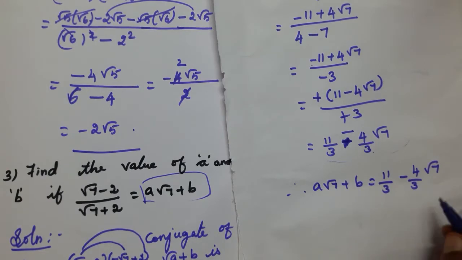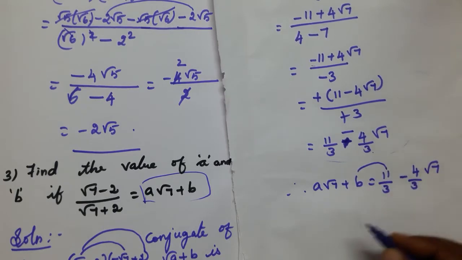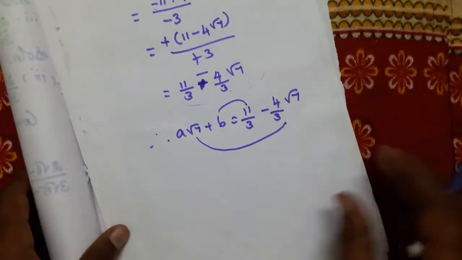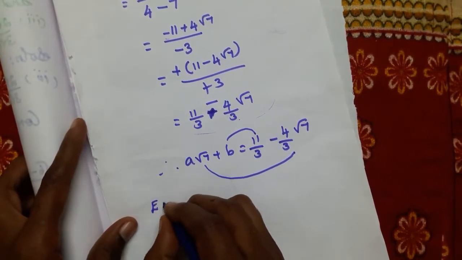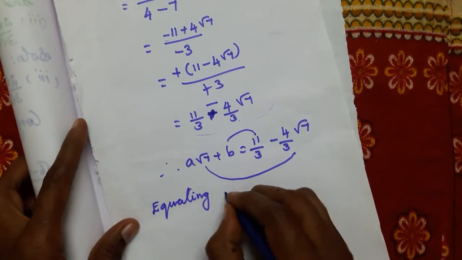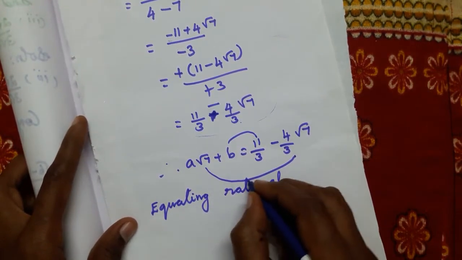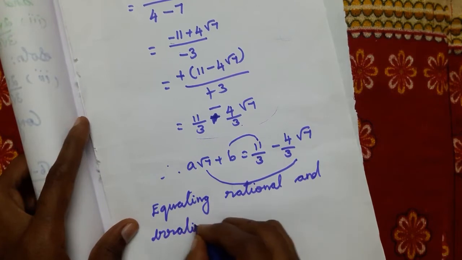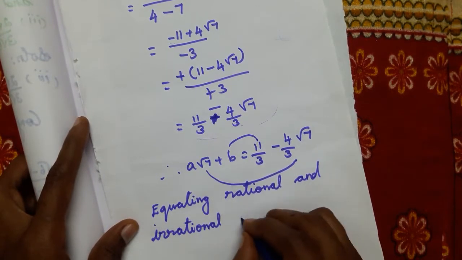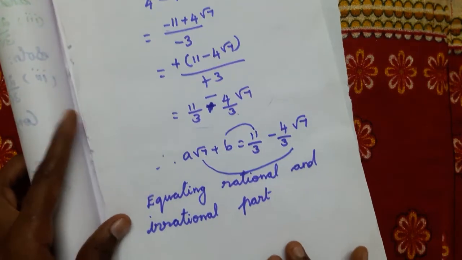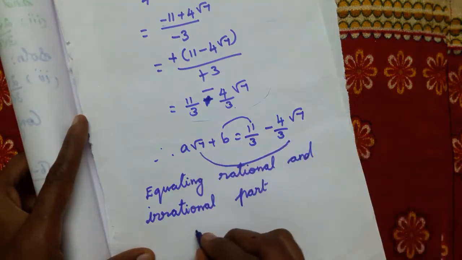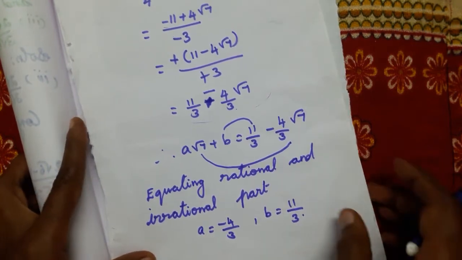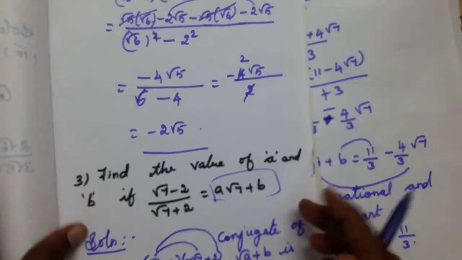Here we have to equate the rational part and the irrational part. This is the rational part, this is the irrational part. When we equate the rational and irrational parts, what are we getting? B is equal to 11 by 3, A is equal to minus 4 by 3. Can you understand? First, find the value of A and B.